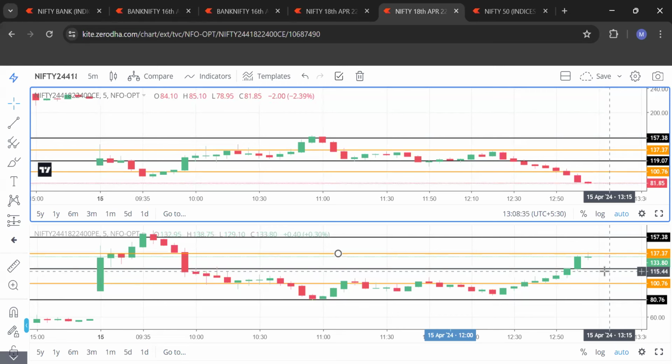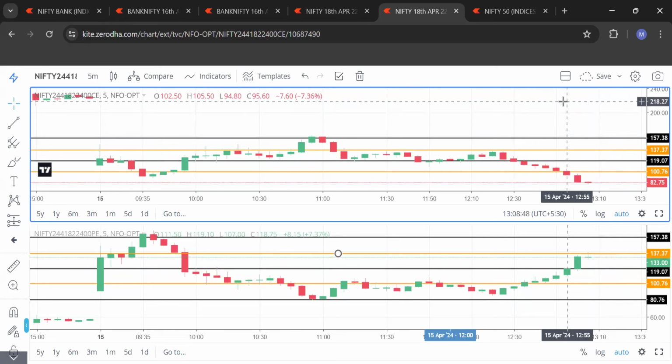Okay. So we were at 119.07. You will find 119.07, and that is the center. Then after some calculation, we find the North Pole as 157.38. This is a different calculation than how we calculated Nifty and Bank Nifty. So here the North Pole will be 157.38.